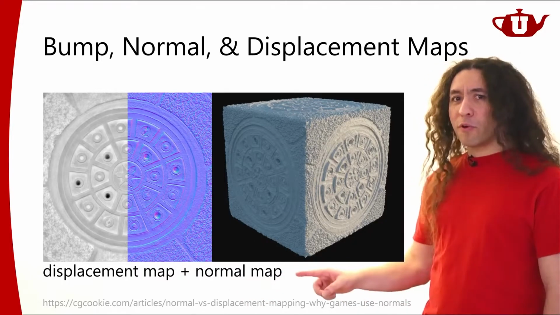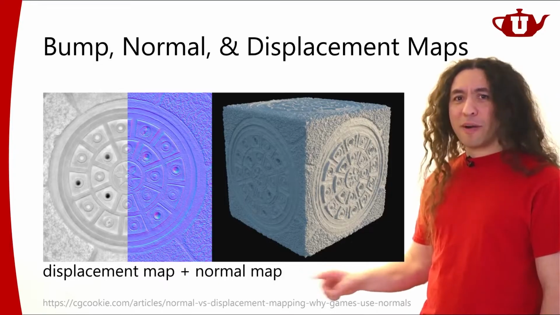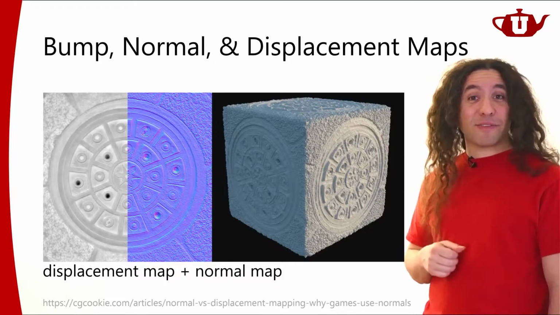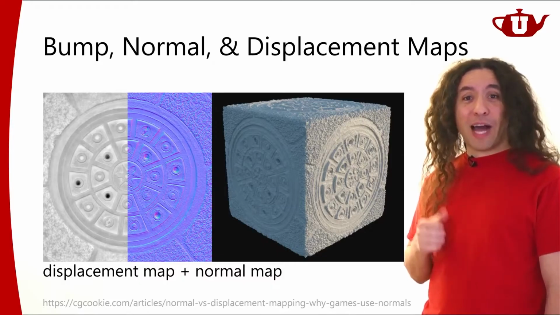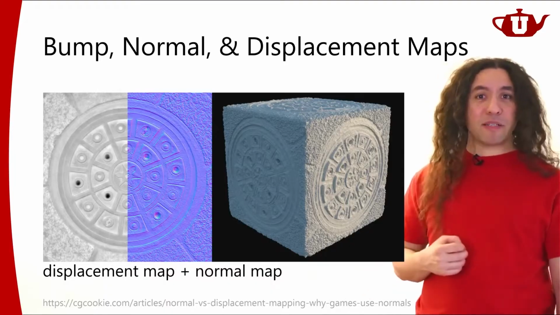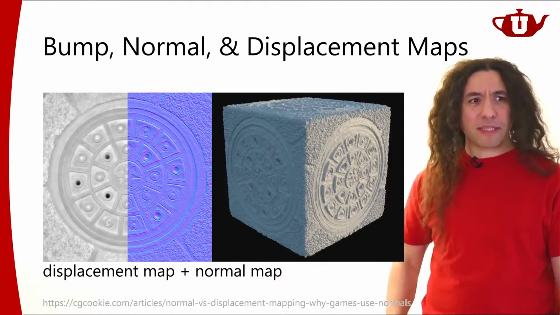The same is not true for normal maps though. If I have a super high resolution normal map, I'm going to have super high resolution details on the surface, right? Because I am modifying the surface normal at every pixel sort of independently, sort of independent from the geometric detail.